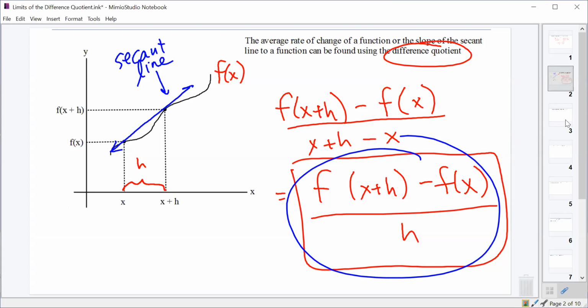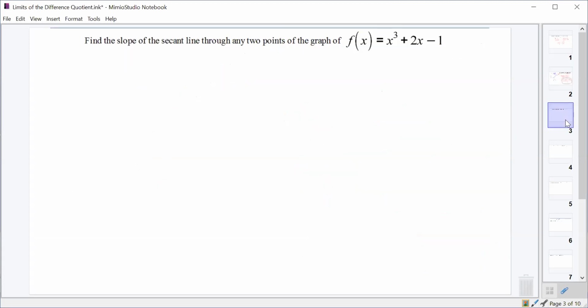Okay. So what we're going to do now is take a function. Let's start with this one, x cubed plus 2x minus 1, and see if we can write a formula using the difference quotient that will allow us to find the slope of the secant line through any 2 points of the graph. So we're going to use our generic difference quotient slope formula and use this function as f of x. So what should it look like to begin with? Should be f of x plus h. What is f of x plus h?